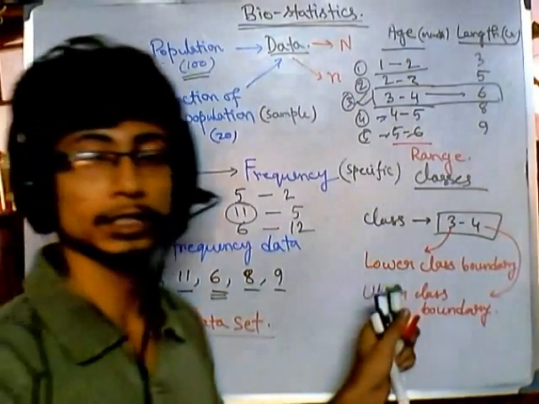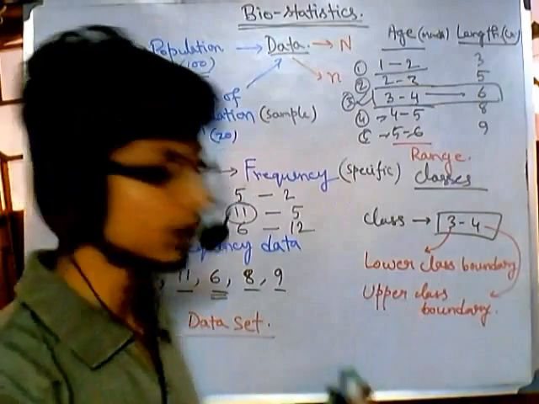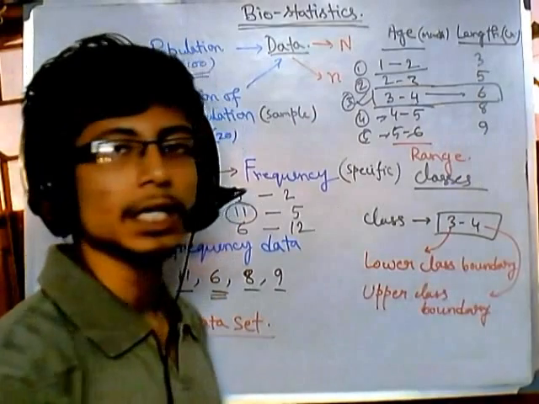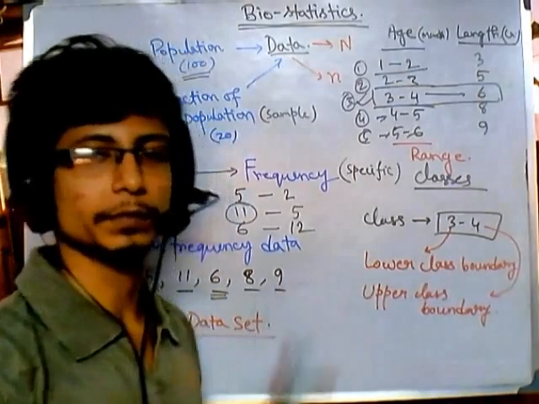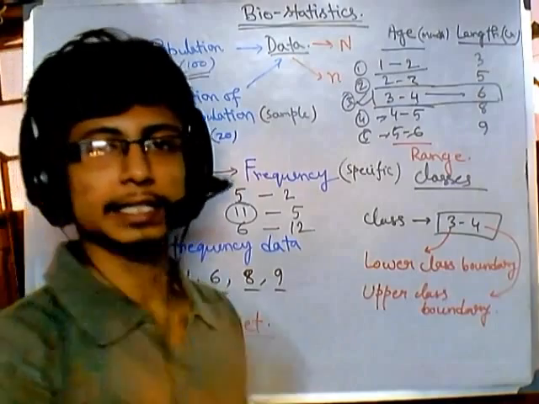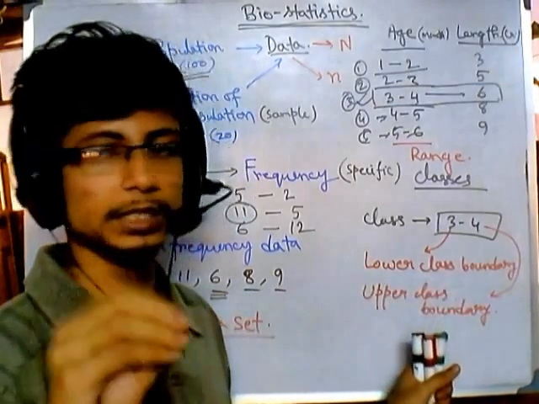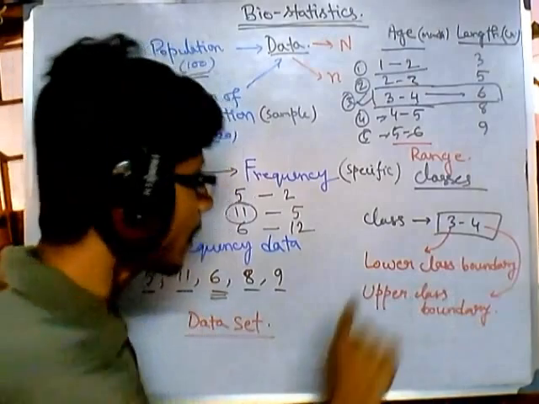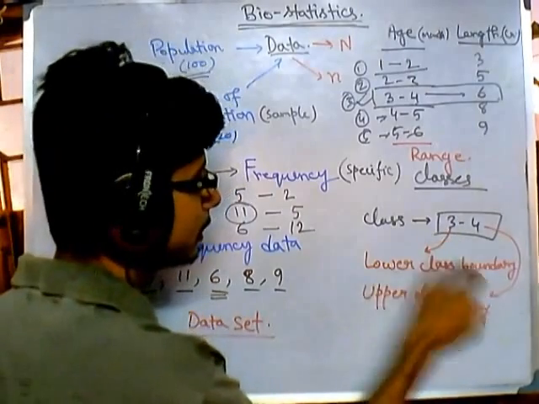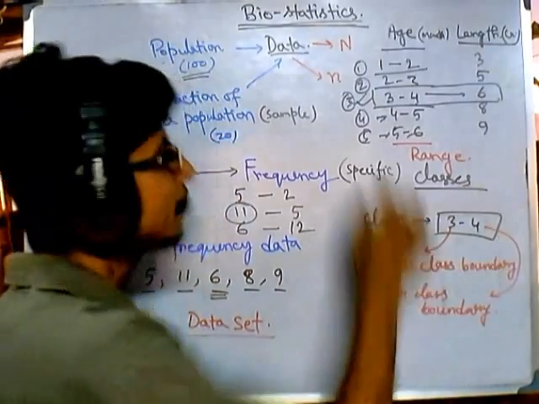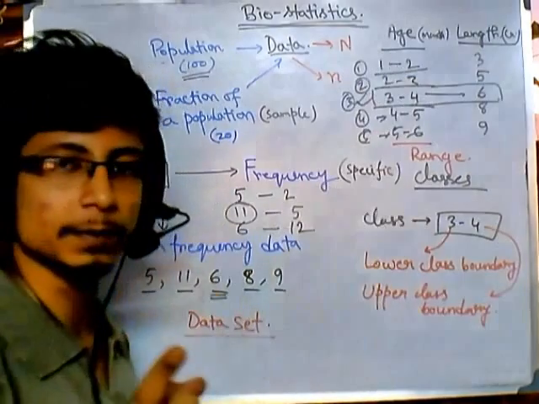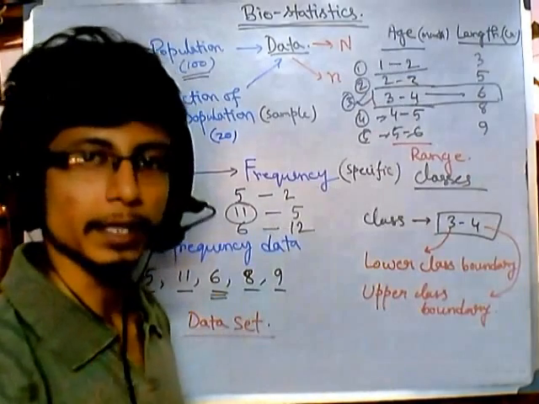These are the terminologies you want to know. That's why I'm telling you this, because in future videos, when we will be taking examples and solving problems, we require these terminologies. So please be clear about these terminologies. This is called the lower class boundary, this is called the upper class boundary. Now each class has its lower class boundary and also its upper class boundary.